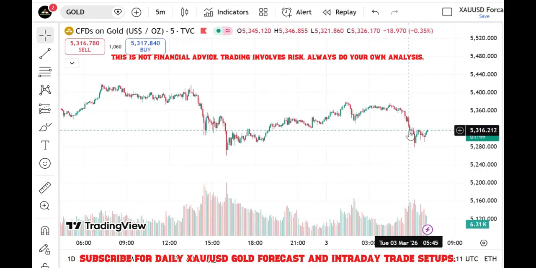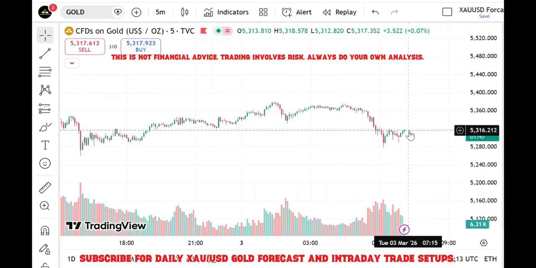Remember, always use your stop loss. A trading plan without a stop loss is not a plan, it is a gamble. Protect your capital first and then the profit will follow.